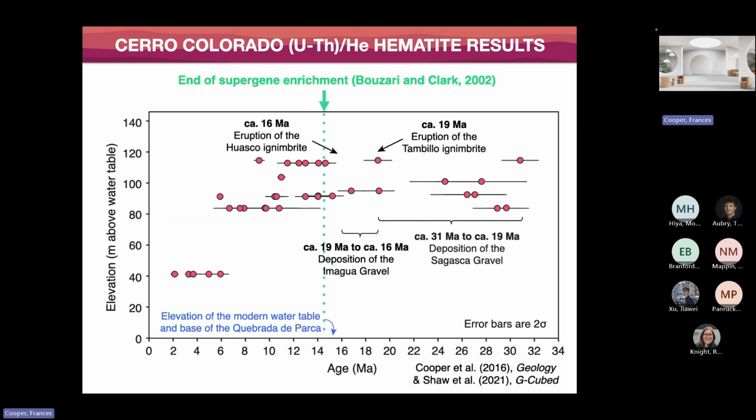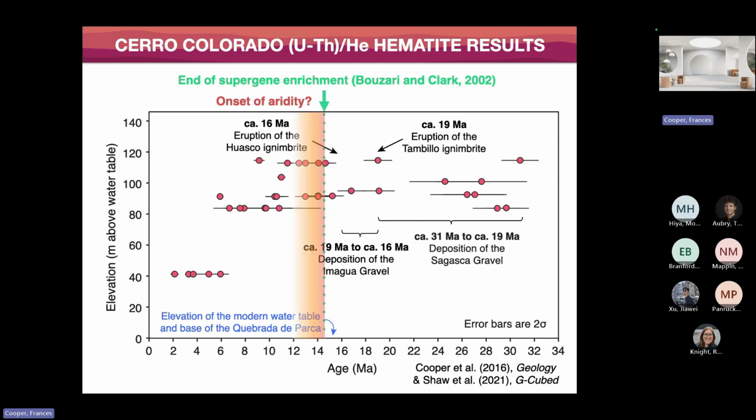A couple of things to mention. Independent constraints on supergene enrichment at Cerro Colorado come from dating potassium-bearing sulfate minerals such as alunite and jarosite. You can do argon-argon dating of those to figure out when supergene enrichment may have taken place. Those constraints suggest that the end of precipitation of things like alunite and jarosite happened around 14.6 million years ago, whereas hematite continued to precipitate after that, suggesting that the precipitation of hematite isn't necessarily always directly tied to the timing of supergene enrichment. You could still generate hematite even after the enrichment is finished.